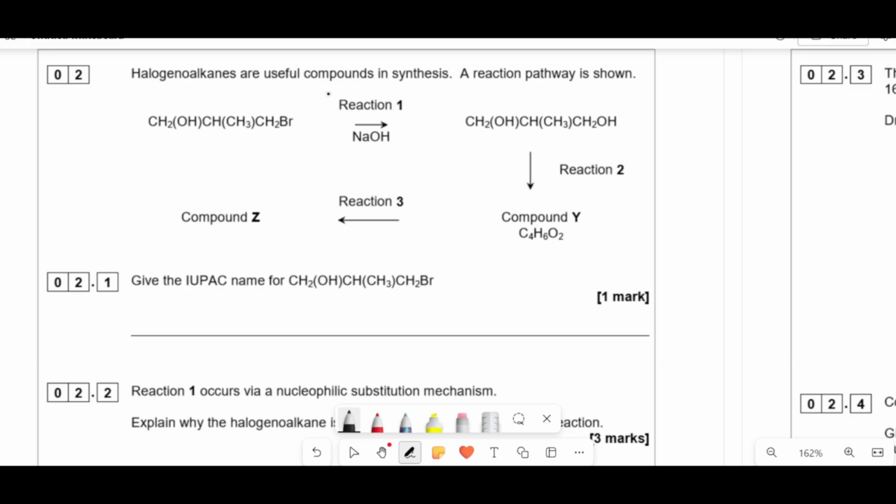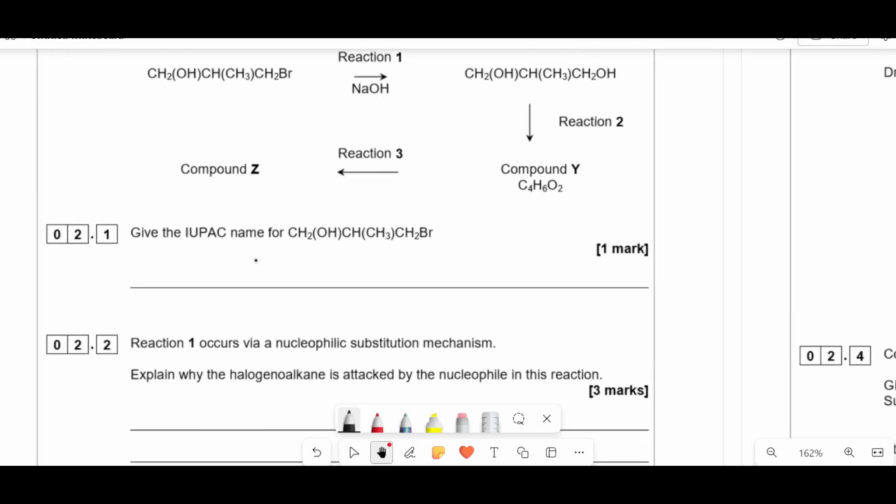So now it says halogenoalkanes are useful in synthesis, reaction pathways shown, so this, whatever, right? So we've got a haloalkane. You should be able to look at something and immediately recognize what's going on. Halogenoalkane, alcohol, something else happening. You've got something with O2s in it. It's probably going to be from primary alcohol, something with O2s, most likely carboxylic acid. Some other reaction, we get compound Z.